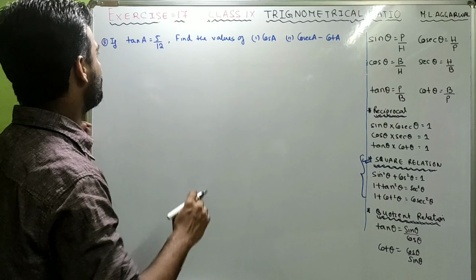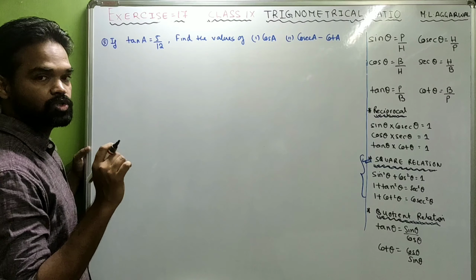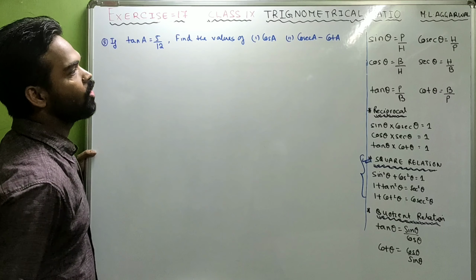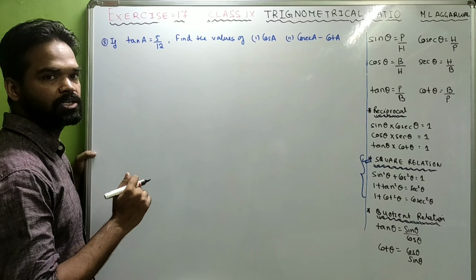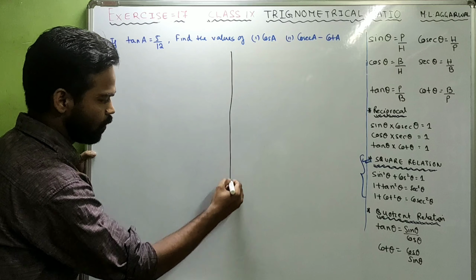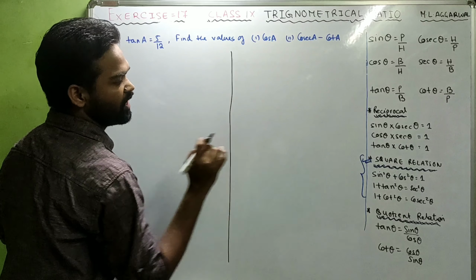Now look at sum number 5. If tan A equals 5 by 12, angle A is acute. Find the value of cos A and cosec A minus cot A. Now there are two approaches to this sum. I'll show you both. One is simply using the squared relation.